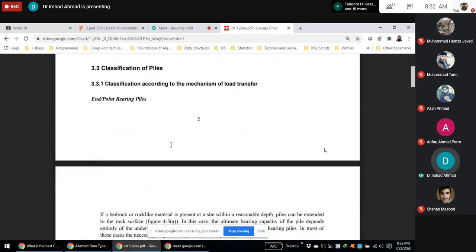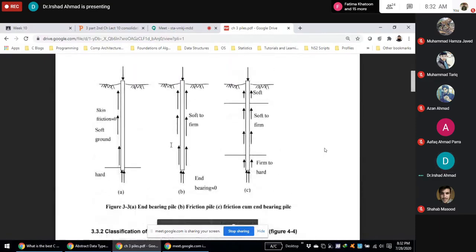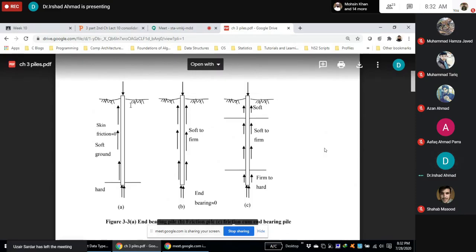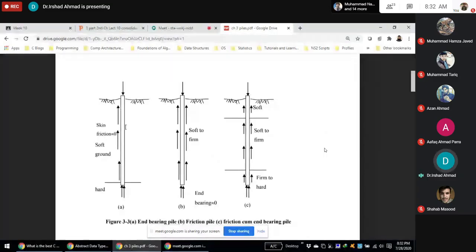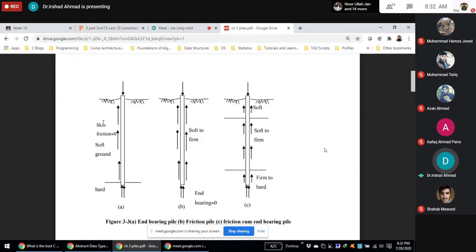Classification of pile according to the mechanism of load transfer. Here you see we have three types of piles: end bearing pile, friction pile, and friction cum end bearing pile. The first pile, which is called end bearing pile, the soil surrounding the pile is soft ground. It's soft soil. If this is soft soil, then there is almost zero friction resistance or skin friction. But at the base there is hard soil, so there is much of the resistance.